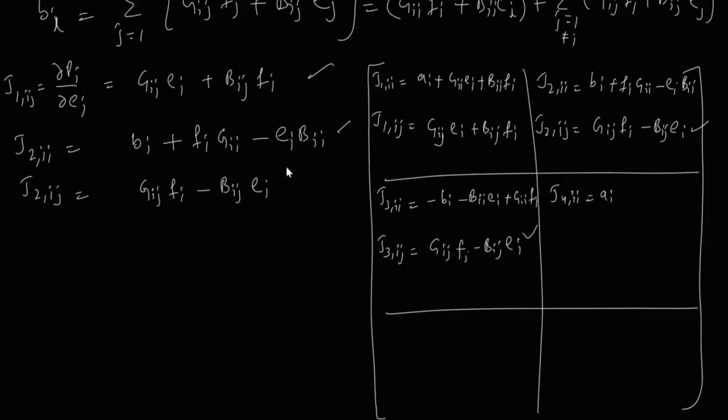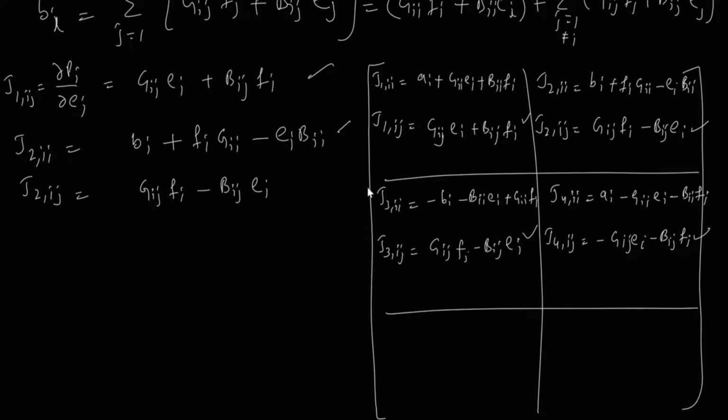is AI minus GII EI minus BII FI, and J4I comma J is minus GIJ EI minus BIJ FI, and this is minus of this one. These two negate each other.